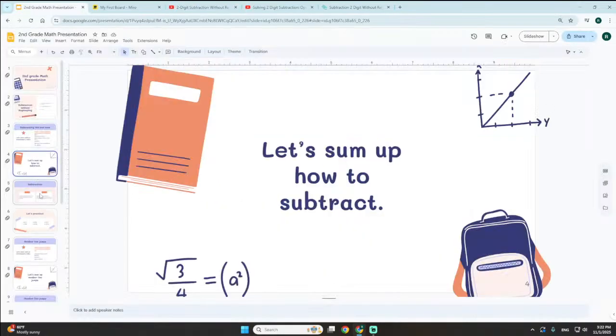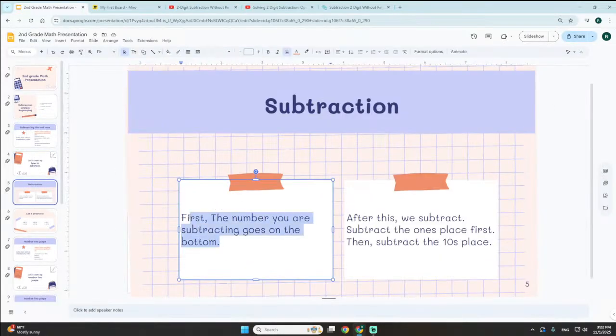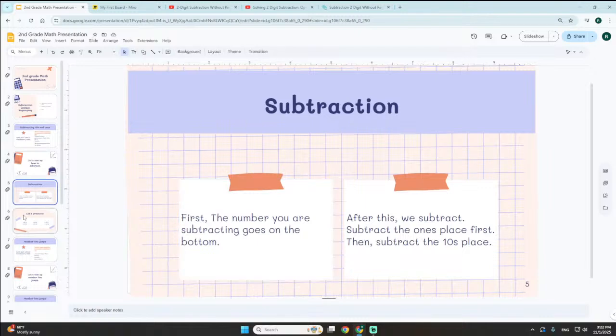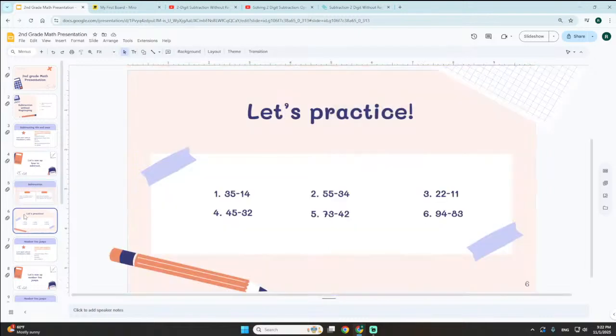So let's sum up. First, you have to set up the equation so the number you are subtracting goes on the bottom, and then we will subtract the ones place and then the tens place. So let's do some practice.